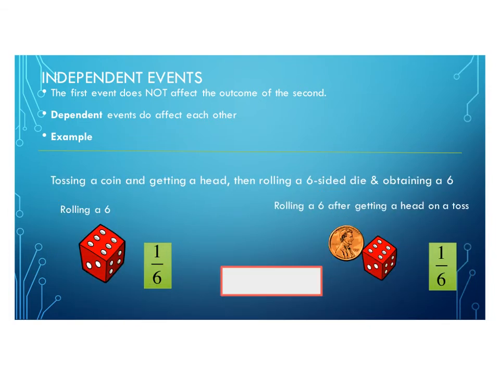Let's look at another one. Let's say we toss a coin and obtain a head, and then roll a 6-sided die and obtain a 6. So we know the probability of us rolling a 6 is just 1 over 6. Okay? If I want to roll a 6 after getting a head on a coin toss, that is still 1 over 6. So these events are independent.